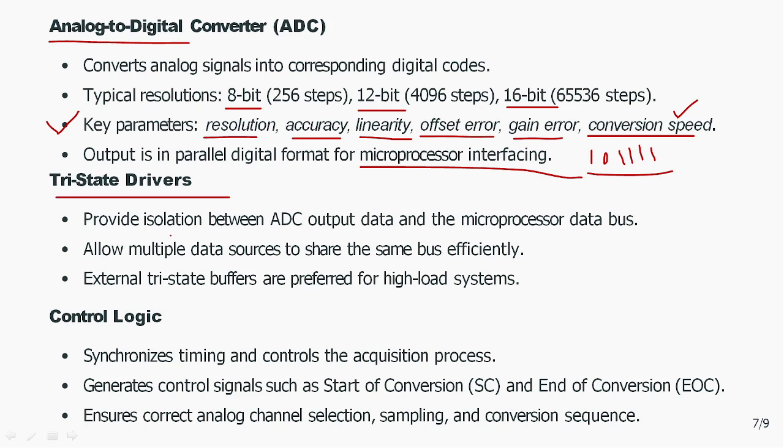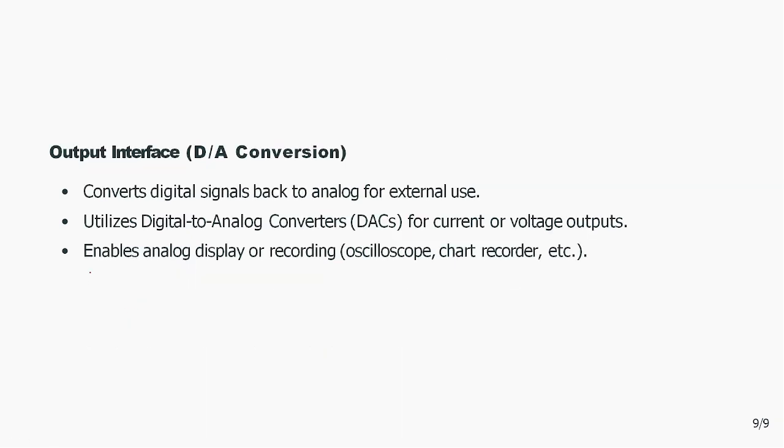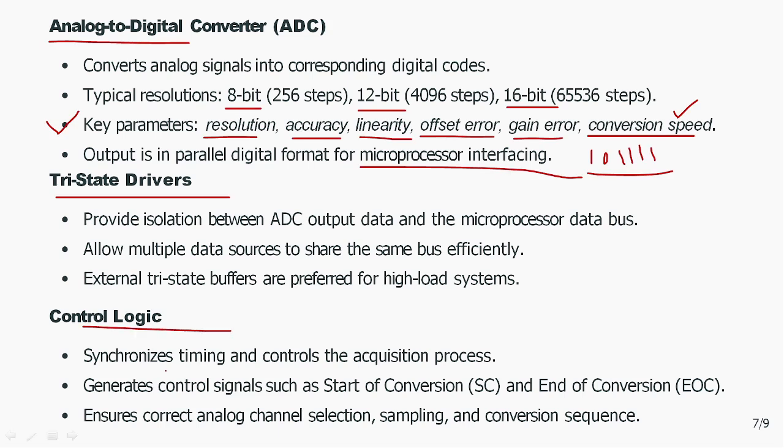Then the tri-state drivers, as we have already discussed, have 3 states, and the control logic synchronizes timing and controls the acquisition process. It generates control signals such as start of conversion and end of conversion, that is SC and EOC, and ensures correct analog channel selection, sampling and conversion sequence.